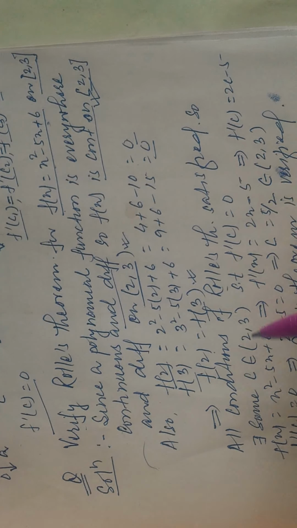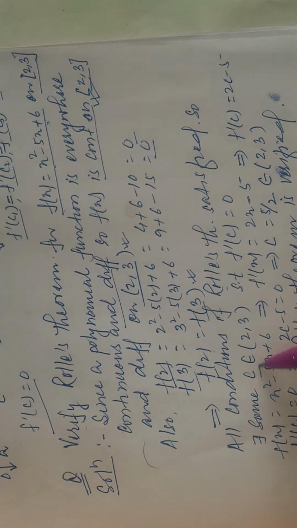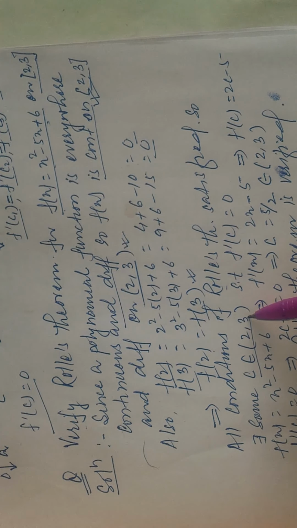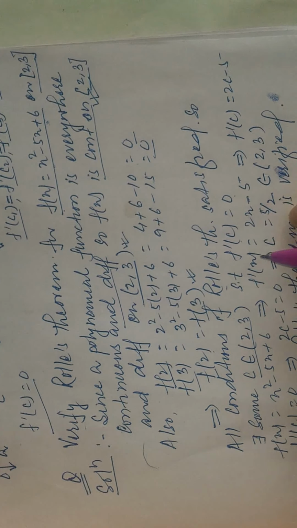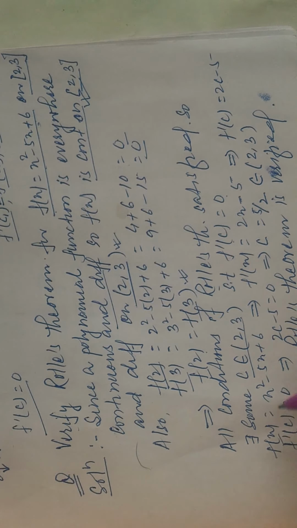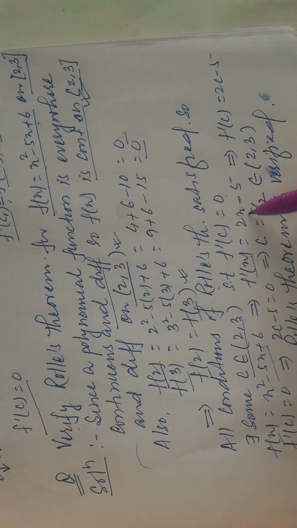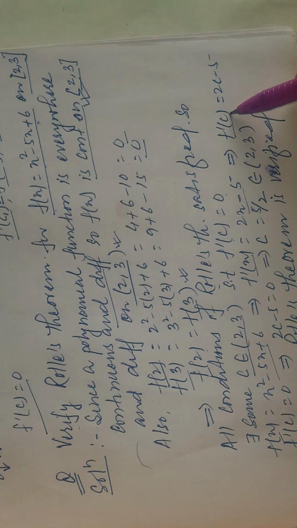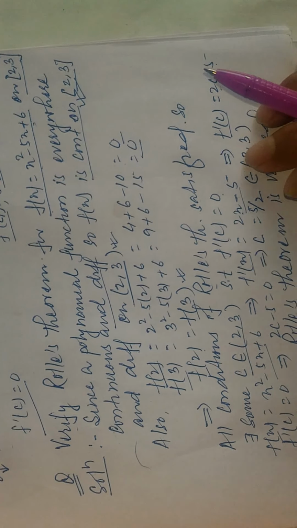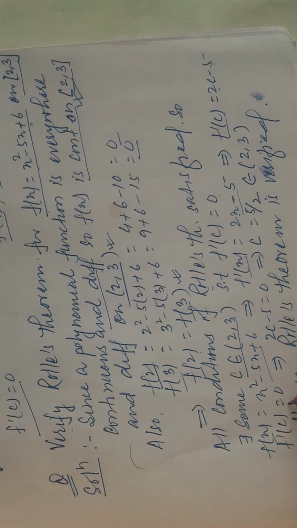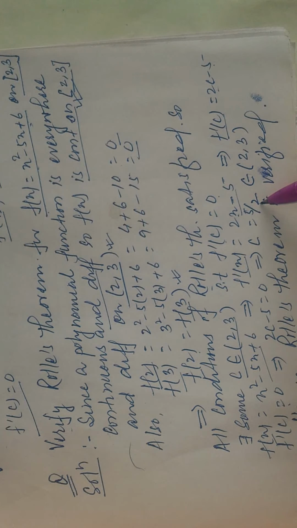So Rolle's theorem says that there exists some c belonging to the open interval 2 to 3 such that f dash c is equal to 0. So we take f of x and find the derivative, 2x minus 5. So f dash c, replacing x by c, is 2c minus 5. So f dash c equal to 0 gives us c is equal to 5 by 2.